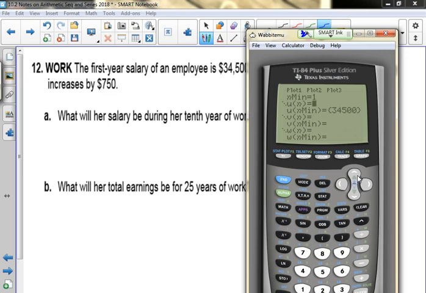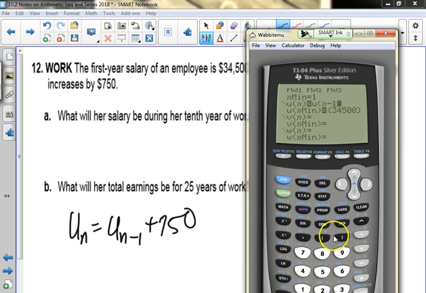Do you want to write recursive, or it doesn't matter? Yeah, if we wanted to put it in as a recursive formula, we could say the last year's salary plus 750, right? So let's do that. You remember how to get that special u? It's above the 7, second 7, and then just regular parenthesis n minus 1, close parenthesis, plus 750.